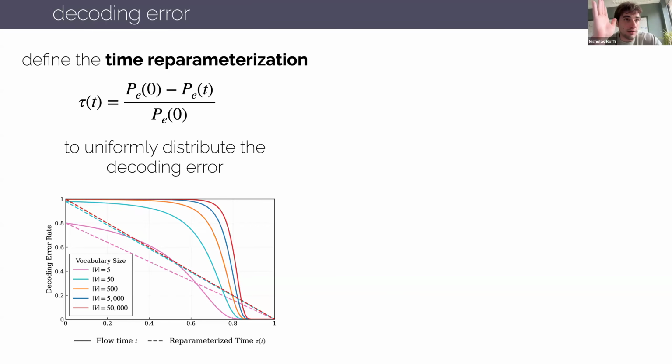So the solid curves are the decoding error as a function of time and as a function of vocabulary size. What I'm showing is that as you increase the vocabulary size, the decoding error becomes sharper and sharper. It basically becomes the case that you're wrong for a really long time, and then you suddenly flip, and then you start getting it right. So a lot of action happens in one specific region. The larger the vocabulary, the more significant this problem actually is. When you reparameterize time, as we've done, you see these dashed lines, and here you see that the decoding error is uniformly distributed.